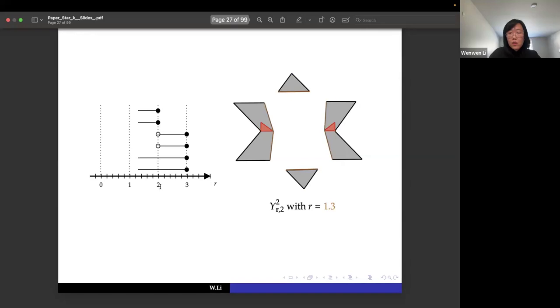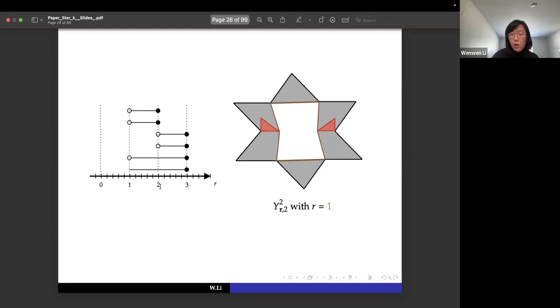So now let's keep decreasing R. When R equals 1.3, we still have 4 path components. Now when R equals 1, the space is path connected. Therefore, we kill 3 of the 4 generators of H1.